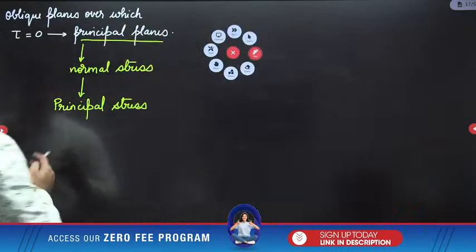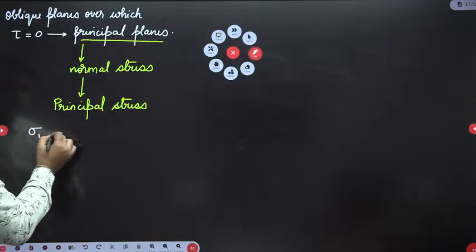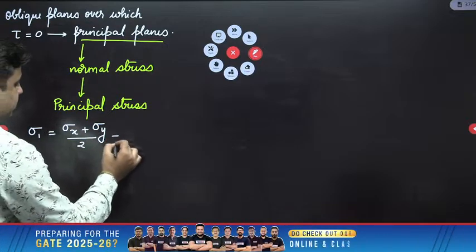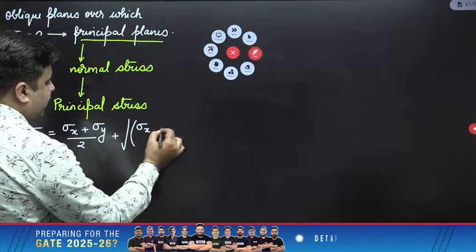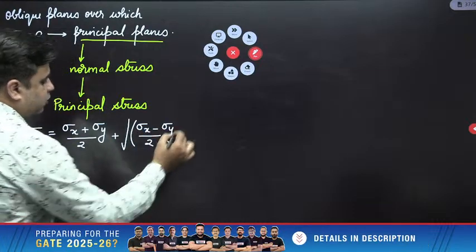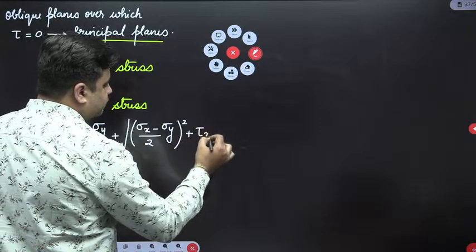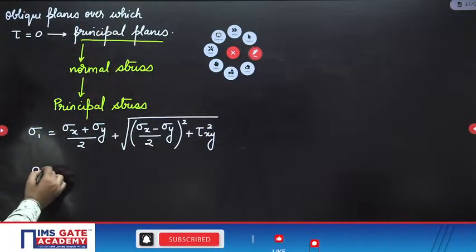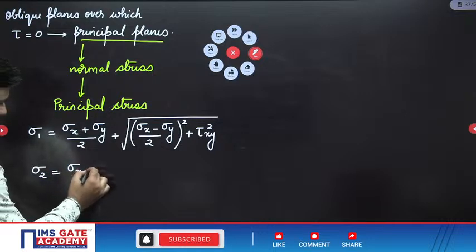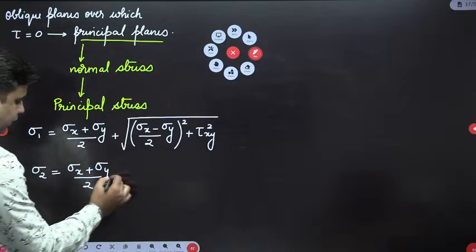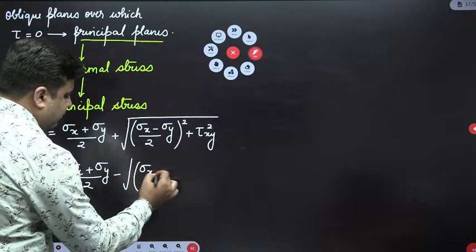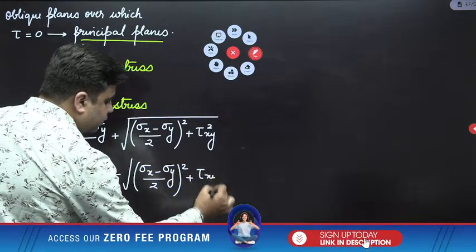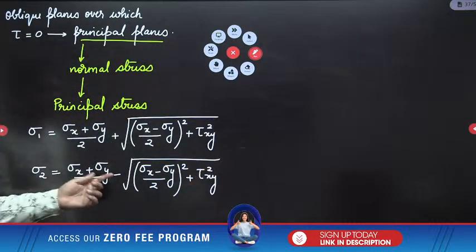The values of sigma 1 and sigma 2 can be calculated as follows. Sigma 1 is equal to (sigma x plus sigma y) by 2 plus under root of ((sigma x minus sigma y) by 2) the whole square plus tau xy square. This is the value of major principal stress, sigma 1. The minor principal stress, sigma 2, is equal to (sigma x plus sigma y) by 2 minus under root of ((sigma x minus sigma y) by 2) the whole square plus tau xy square. This is the value of minor principal stress, sigma 2.